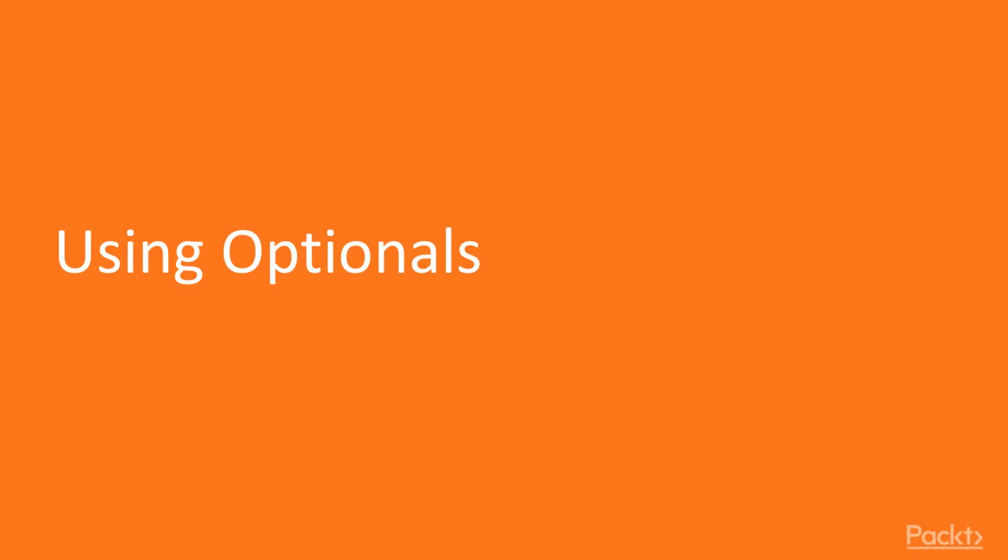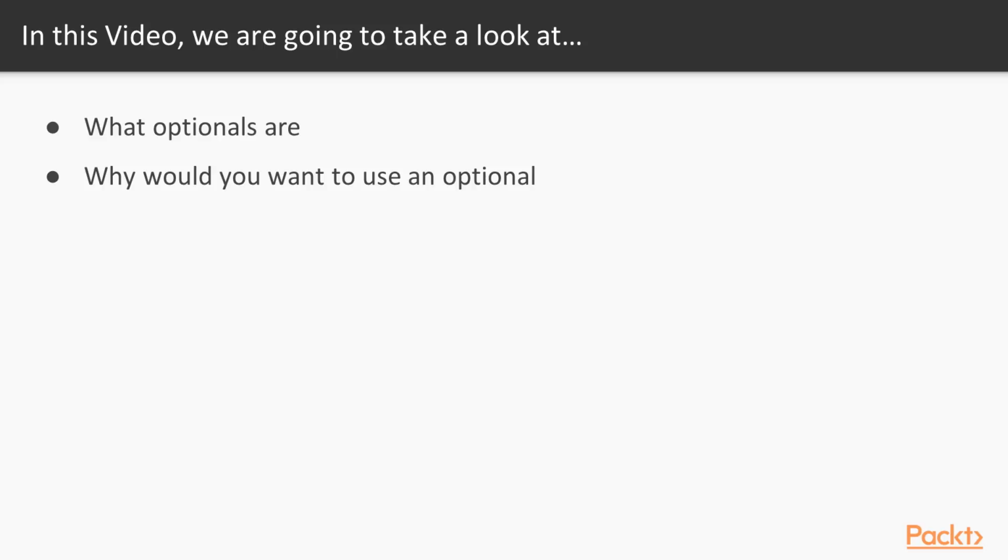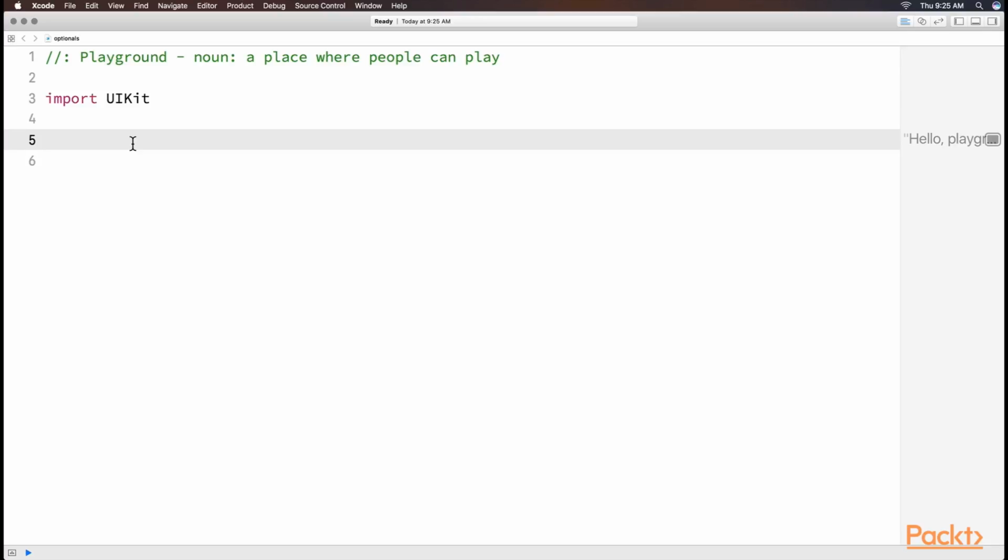Welcome back. In this video we are going to discuss using optionals. We will cover what optionals are and why we would want to use an optional instead of giving the variable that we declare a default value. First, let's cover what an optional is. An optional either has some value or it has no value. So you might wonder, why would this be useful?